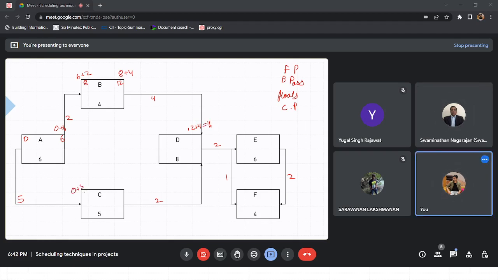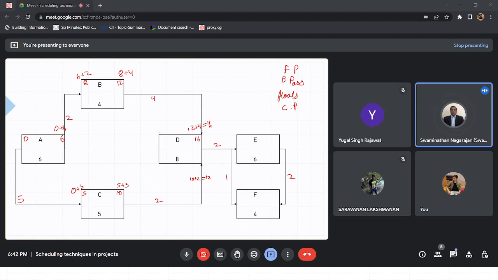0 plus 5, 5. 5 plus 5, this becomes 10. So 10 plus 2, this becomes 12. So 12 and 16, what will we take? We'll take 16, the higher value, right? So 16 here.